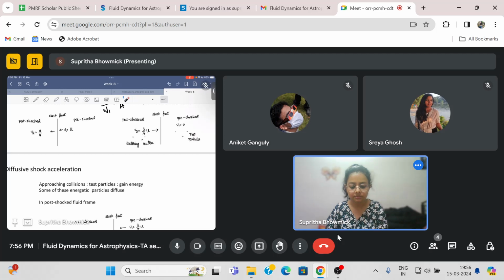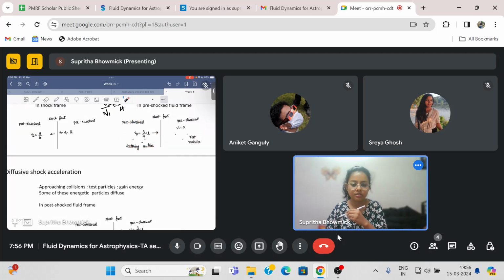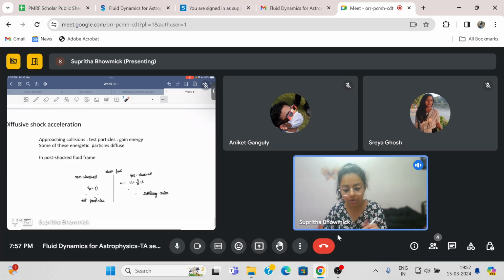Okay? So the particles diffuse through the shock front and they move into the post-shock region. We once again start worrying about what the test particles see. To do that, we have to move into the rest frame of the post-shock fluid, because now we want to analyze what the world looks like to these test particles that have moved into the post-shock region. So we move to the post-shock fluid frame, where the velocity of these test particles is 0.